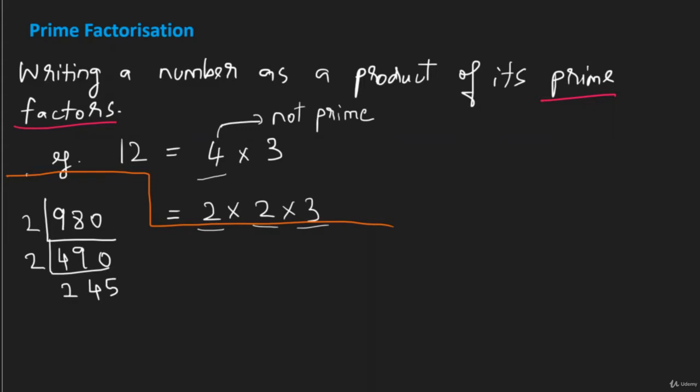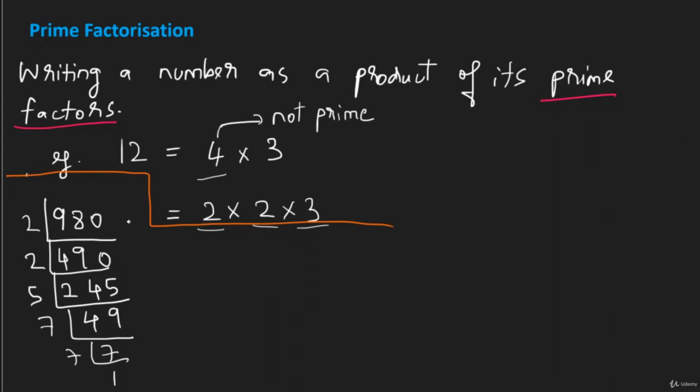Now 245, I can see that I can take out 5 from 245. 5 divides 245 perfectly. So let me take out 5 over here and I am left with 49. 245 divided by 5 is 49. Now I know that 7 square is 49. So I can take out 7 from 49 and I get 7 over here. And 7 is a prime number. You can either leave it like this or you can write taking out 7 again and you're left with 1.